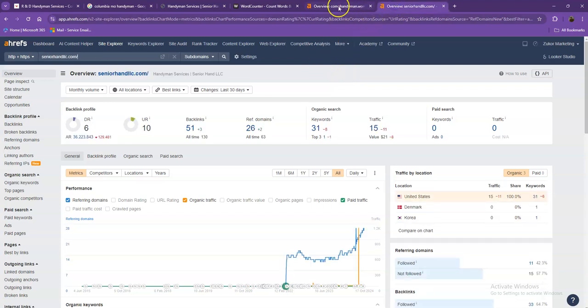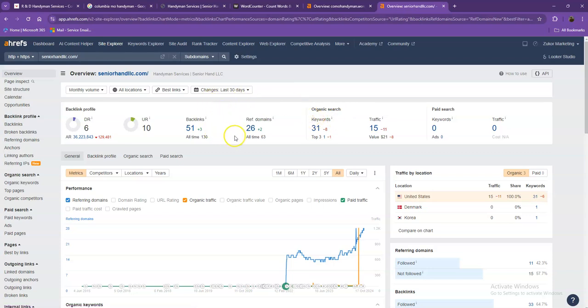So with DR and UR, it shows that Google actually finds their website a much more trustworthy and a stronger website. That's also because they have more backlinks. They also have more keywords, which gave them more traffic within the last 30 days.